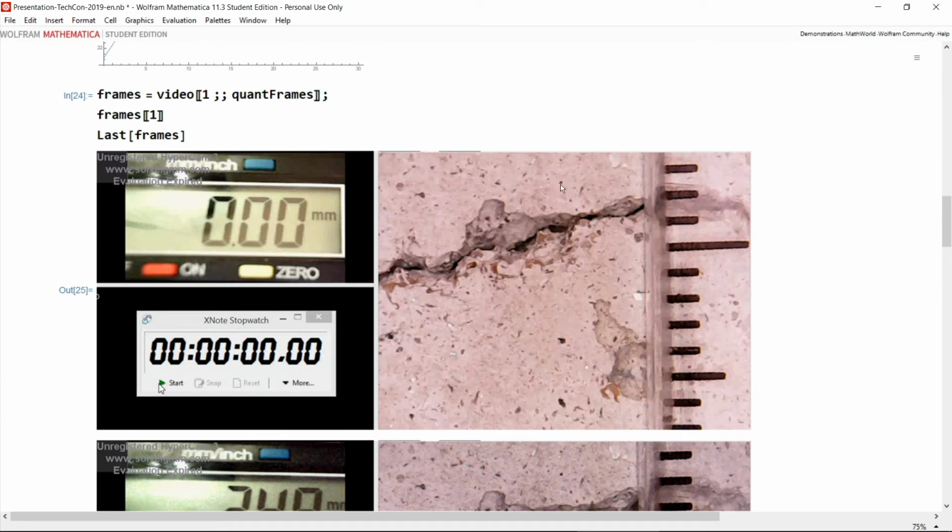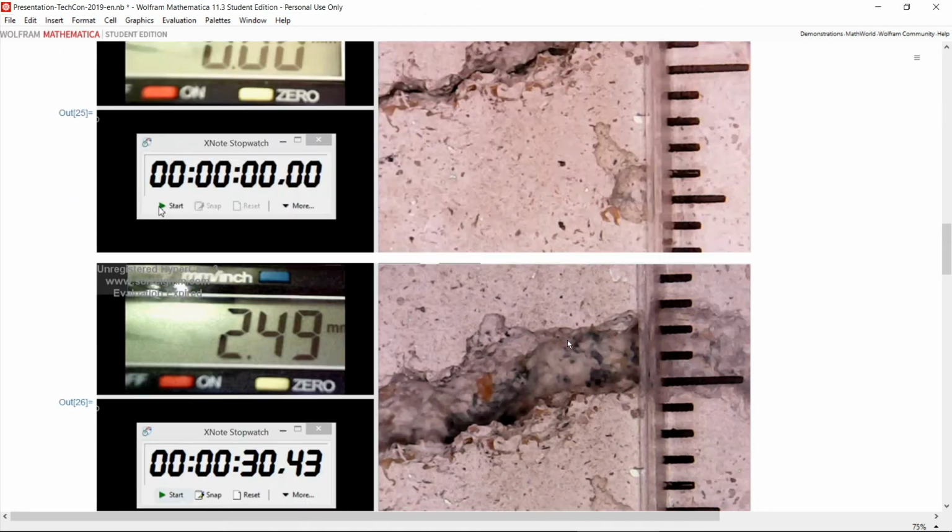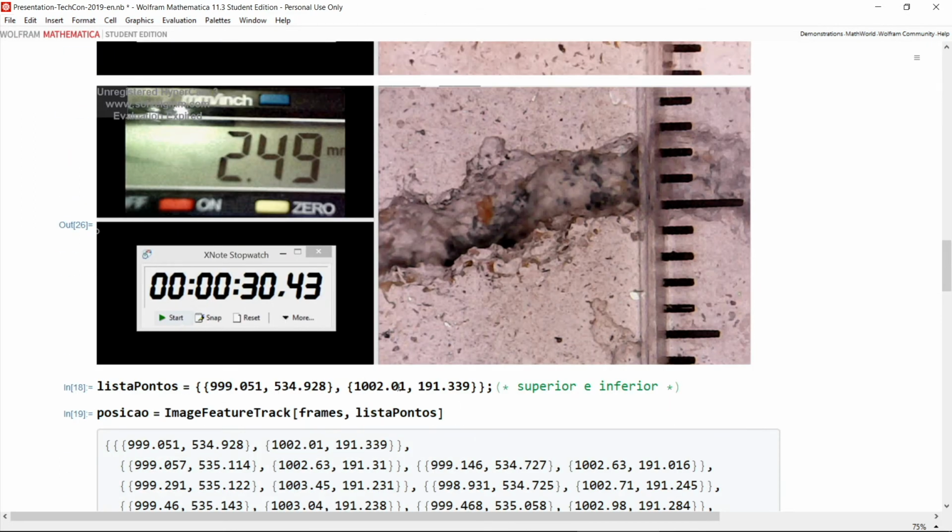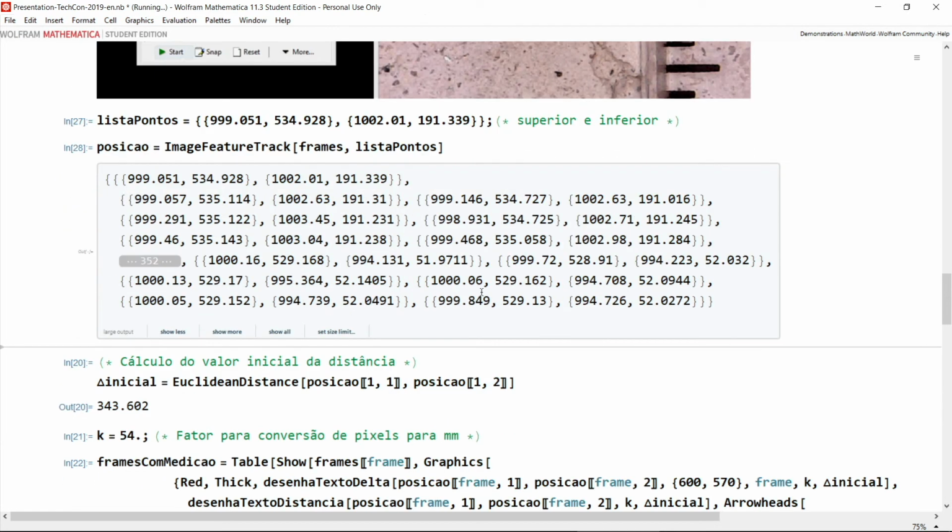Can you see? Very small. And this point, one on each side of the crack. So we established the coordinates of these points right here. We chose them, and we use the image feature track to track the position of these points in each frame. So for each frame, it's going to calculate the position of the points. It's calculating now. It's running.